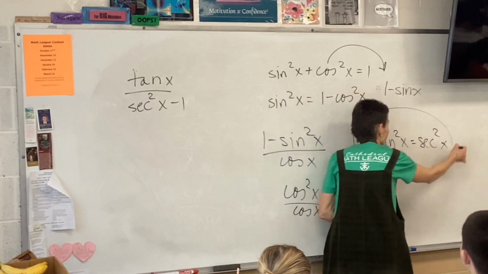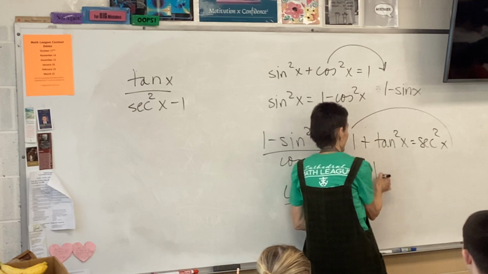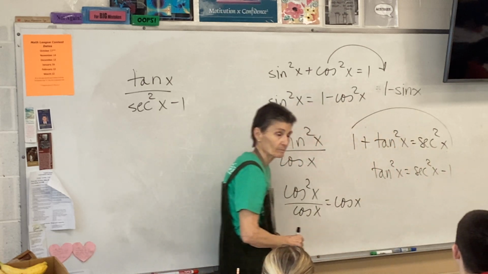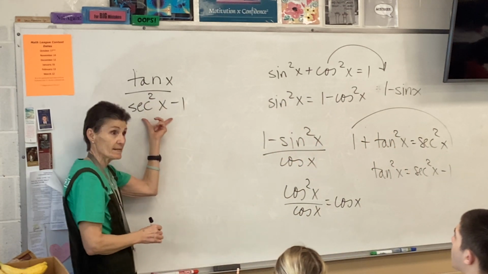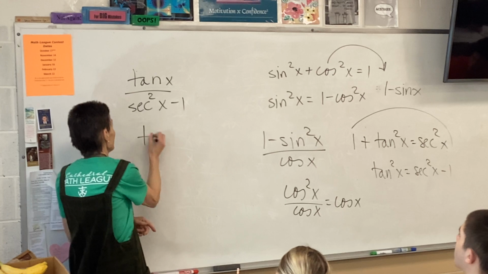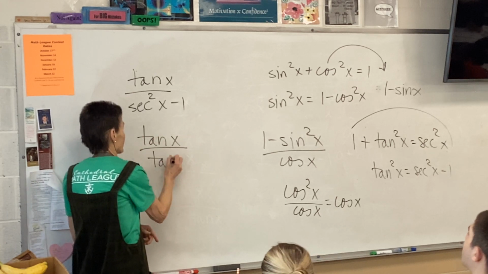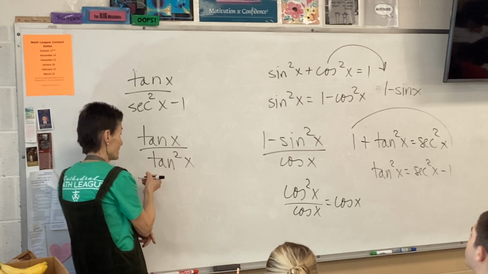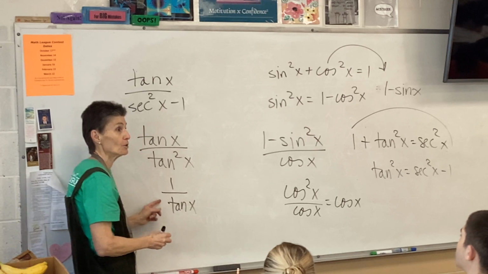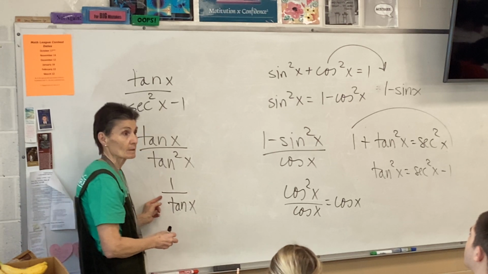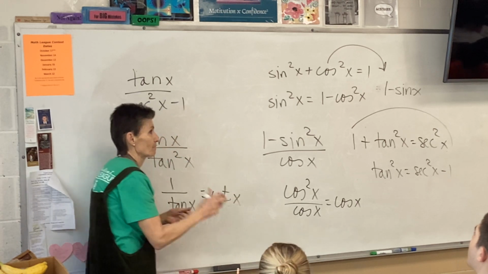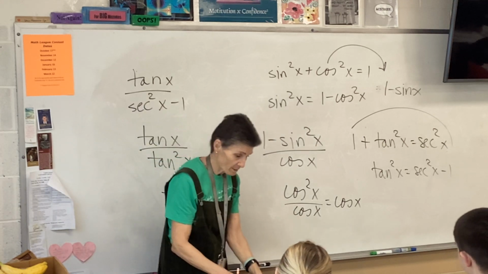What happens if you move this 1 to the other side? Then it says tangent squared equals secant squared minus 1. So when I see a secant squared minus 1, I can replace it with tangent squared. And now I can cancel. Be careful, it will be 1 over tangent. Oh, this is what you've been dying to do. What's 1 over tangent? So we will stop there.